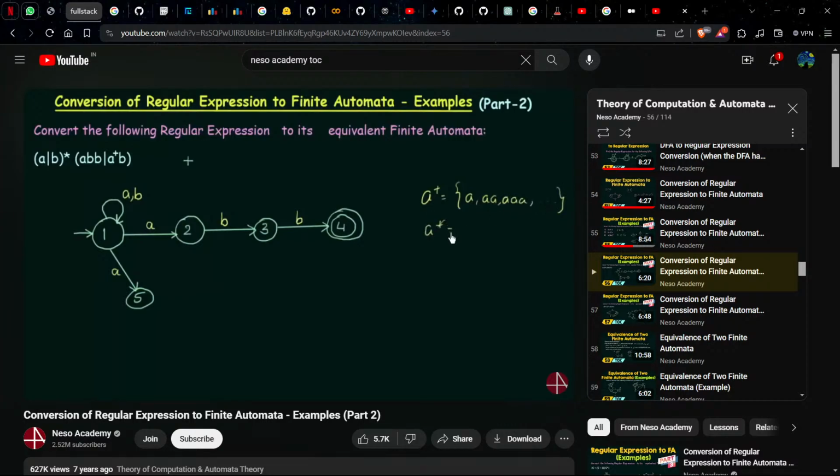Now what is the difference between A plus and A closure? In A closure, it can also include the empty symbol followed by any number of A's. So the difference is that in A closure, there could be 0 or more number of A's, but in case of A plus, it will be 1 or more number of A's. It means at least one A should be present.